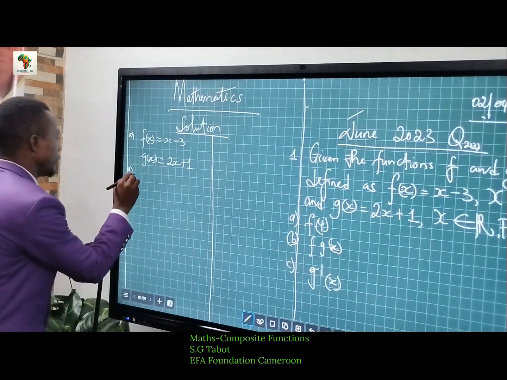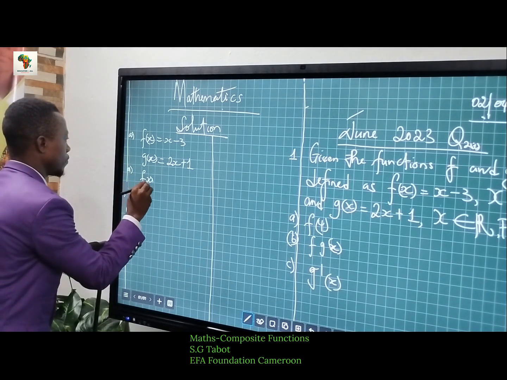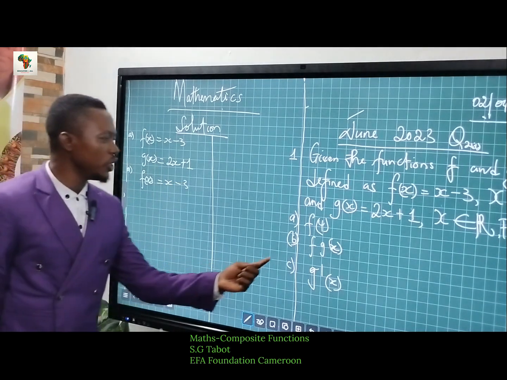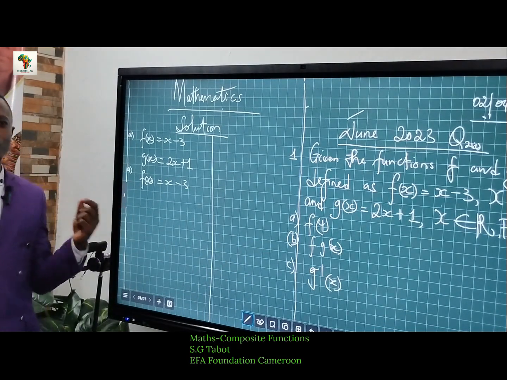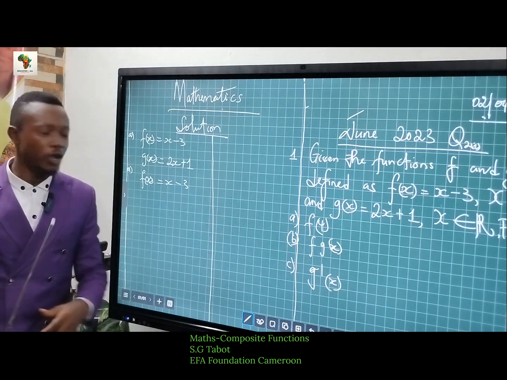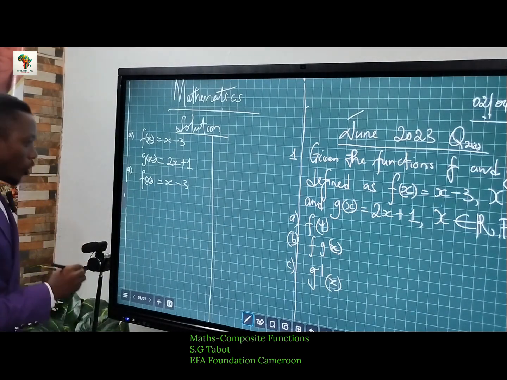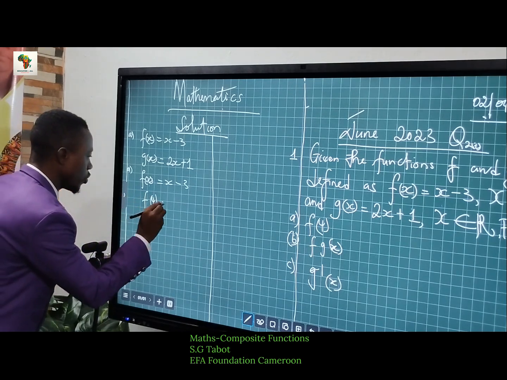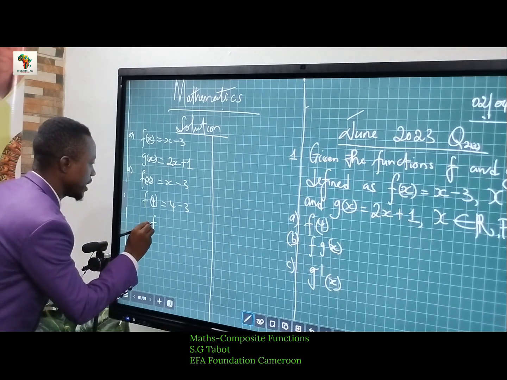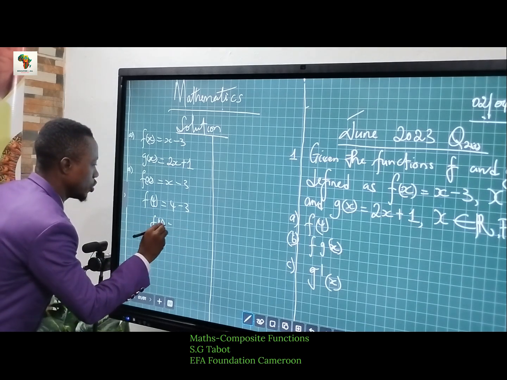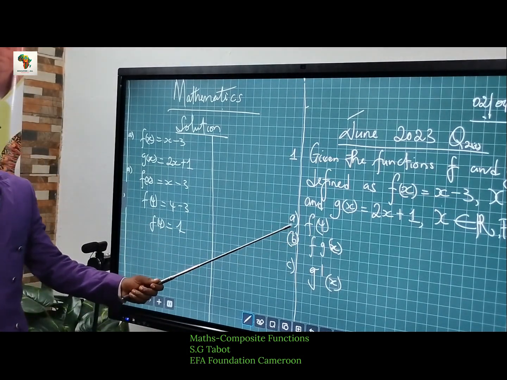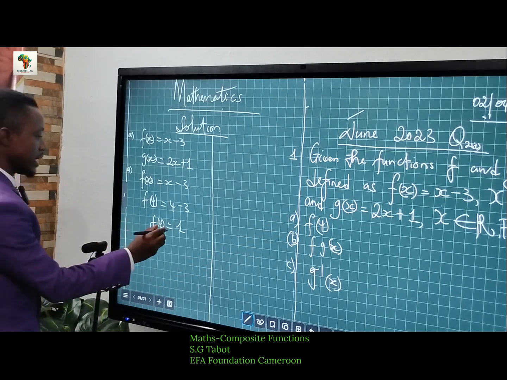Now, for us to be able to solve question A, you bring down your function f of x equals x minus 3. Wherever you see x, you replace it with 4. It's very simple. So f of 4 equals 4 minus 3, which is 1. So for the first problem, a, f of 4, the answer is 1.